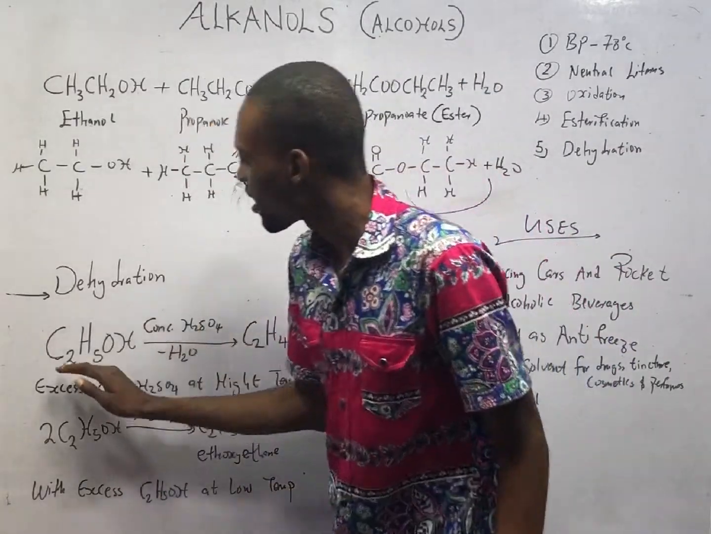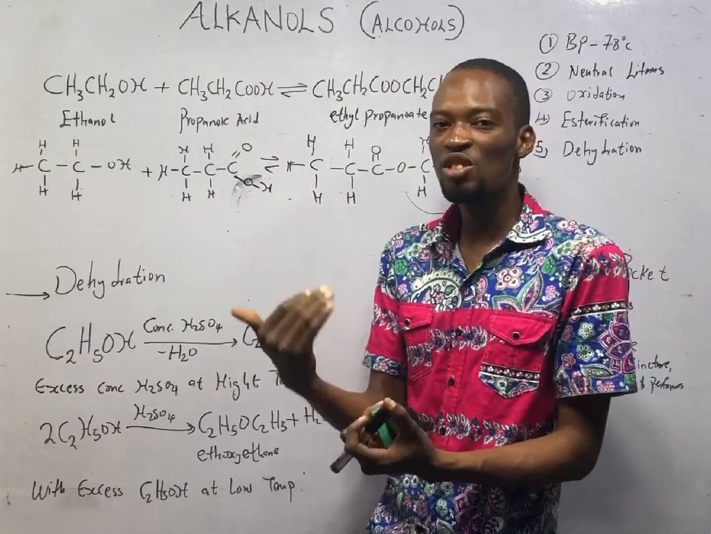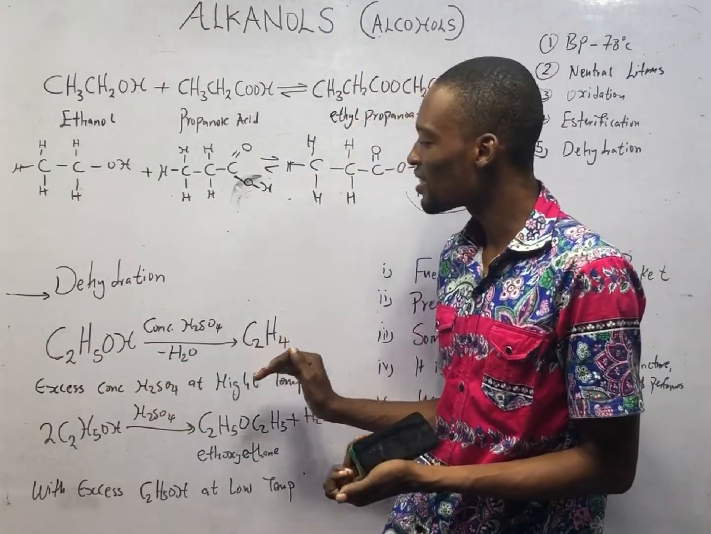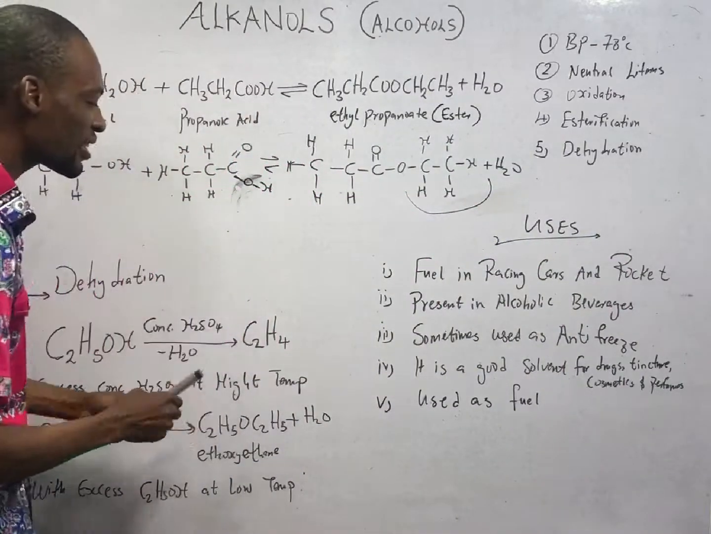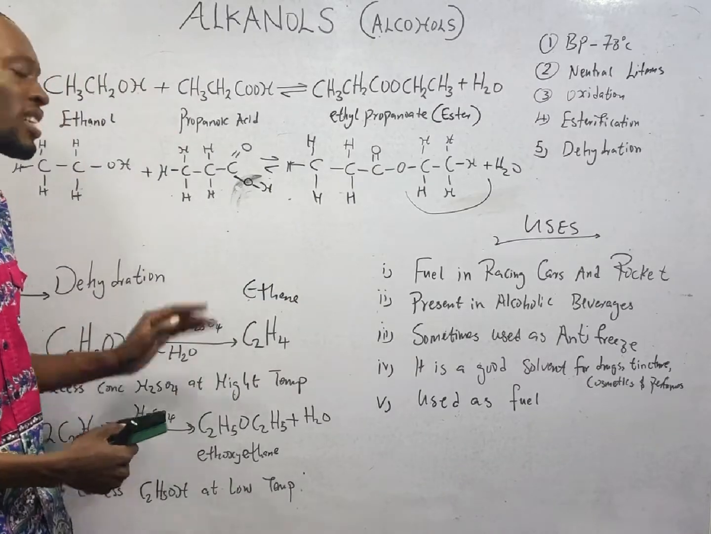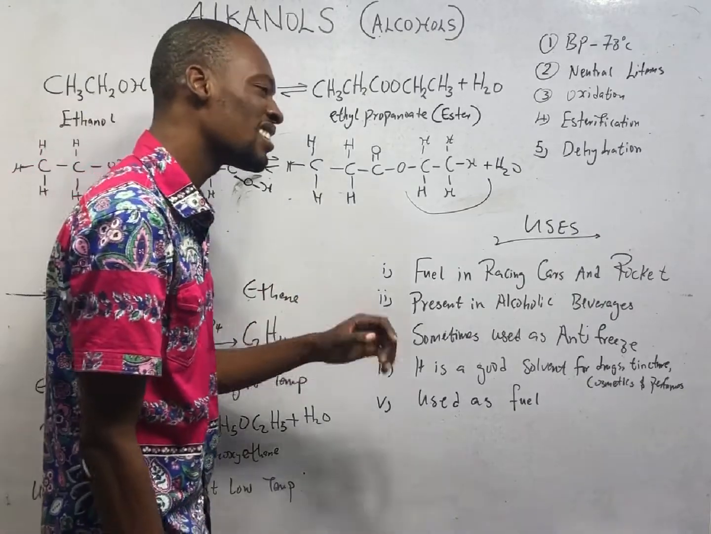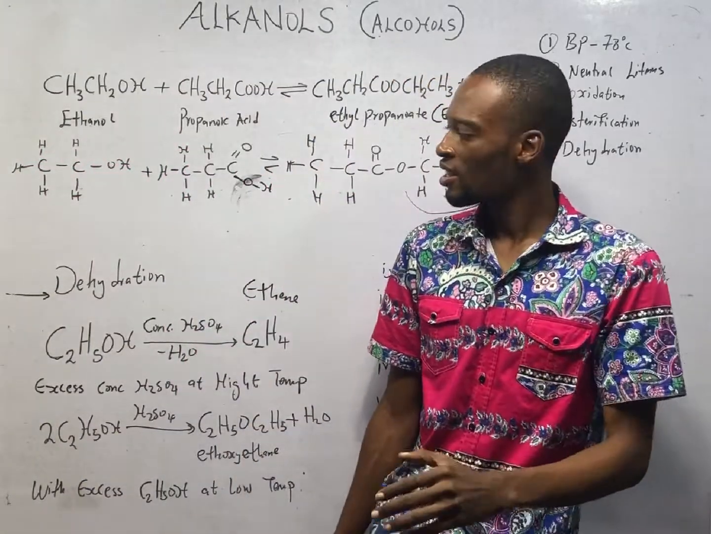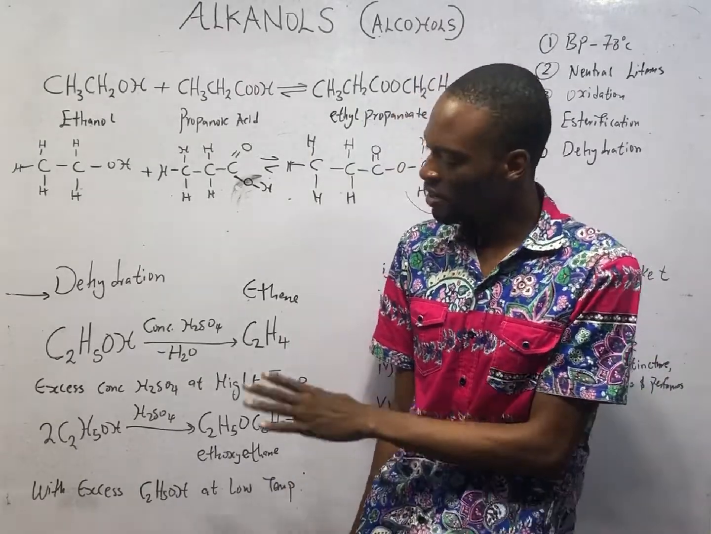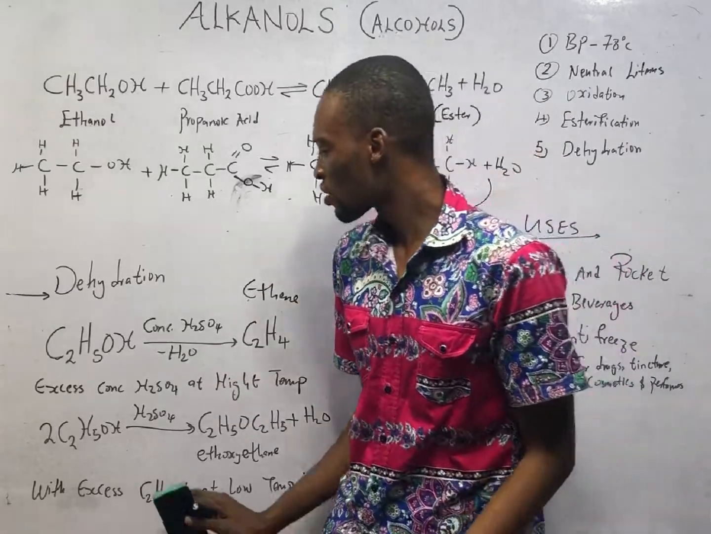And for dehydration, in the presence of concentrated H2SO4, excess H2SO4 at high temperature, you can dehydrate alkanols to give you alkene. So ethanol is dehydrated to ethene in the presence of concentrated H2SO4 at high temperature. Here, conc H2SO4 is serving as a dehydrating agent. Earlier, it served as oxidizing agent. An oxidizing agent causes other species or other compounds to be oxidized, and they are the ones reduced in the process.